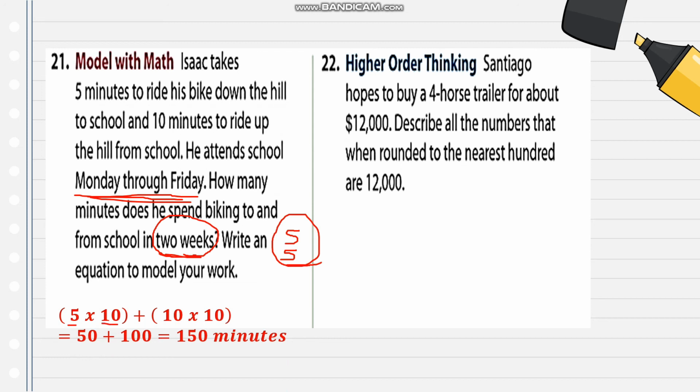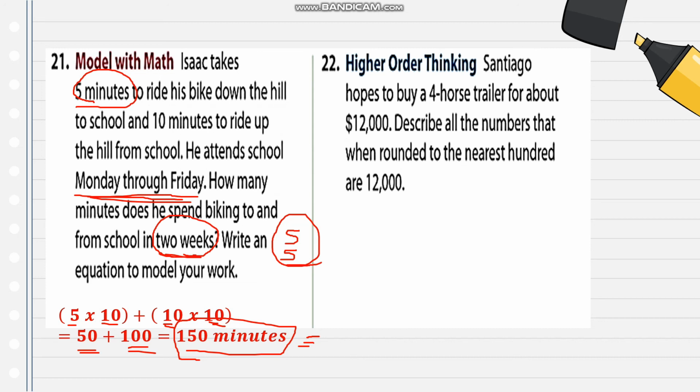This is referring to 5 minutes to ride his bike down the hill. Then multiply by 10 days. That is equivalent to 50. And 10 minutes multiplied by 10 days, that is equivalent to 100. So, 50 plus 100 is equivalent to 150 minutes. So, this is the total number of minutes he spent biking to and from school in 2 weeks.